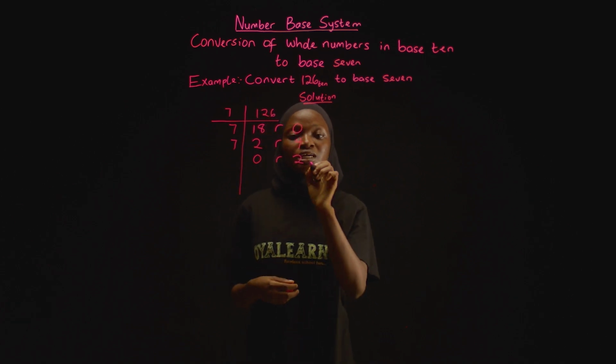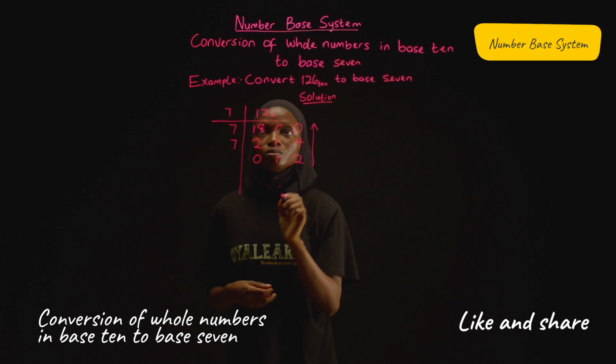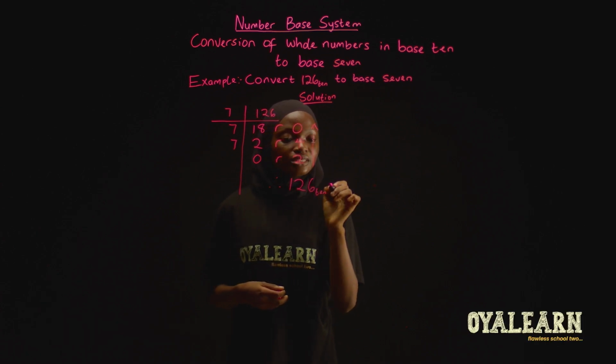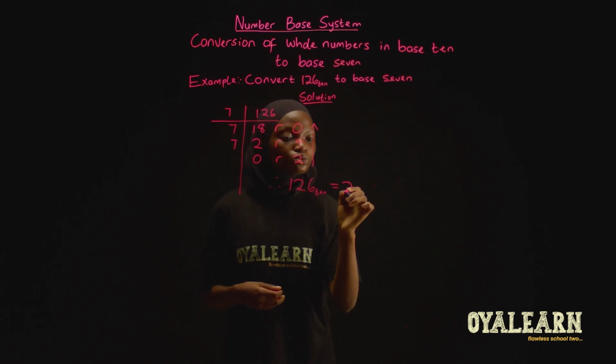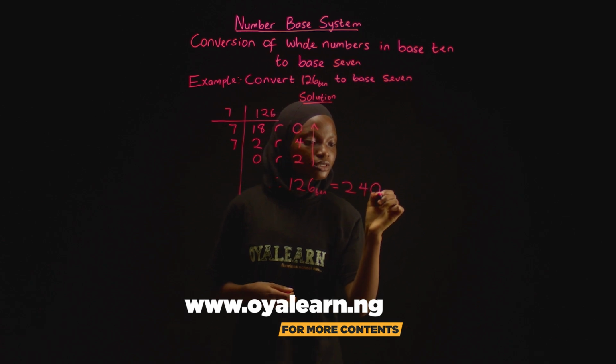Then we take the remainders upwards. Therefore, 126 base 10 is the same thing as 2, 4, 0, base 7.